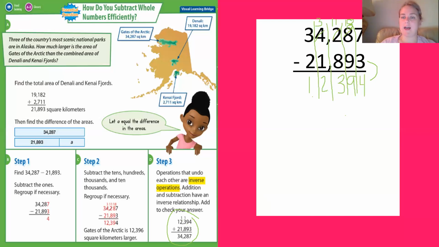So remember, I would add these two numbers, and I should get the number at the very top. I don't know why my pointer's not working. There we go.